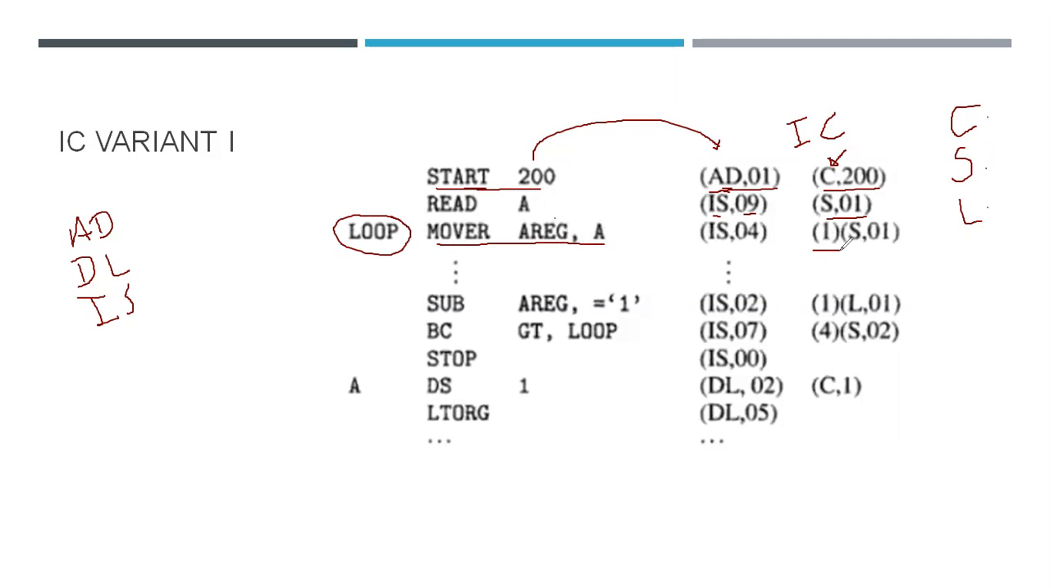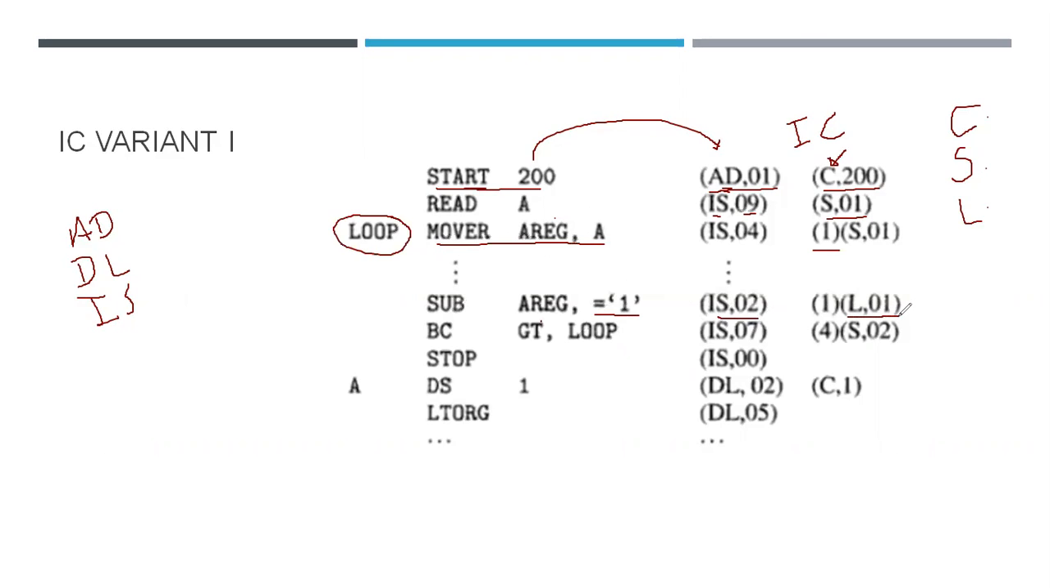Now how do we get this 1? We have 4 registers: A register, B register, C register, D register. So for AREG it is 1, BREG 2, CREG 3, DREG 4. Next is SUB, an imperative statement, AREG, ='1'. AREG means 1. This ='1' is found for the first time in this code, that's why L, 01. The literal at the first position in the literal table is L, 01.